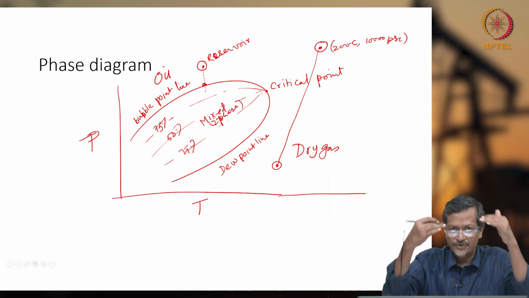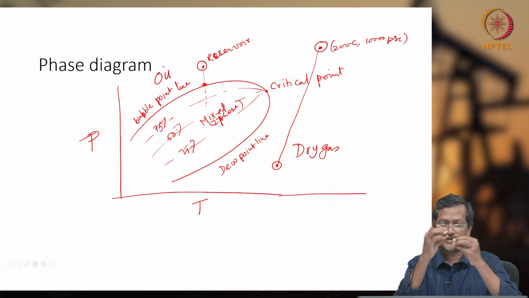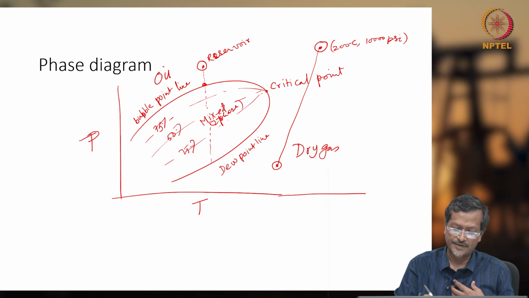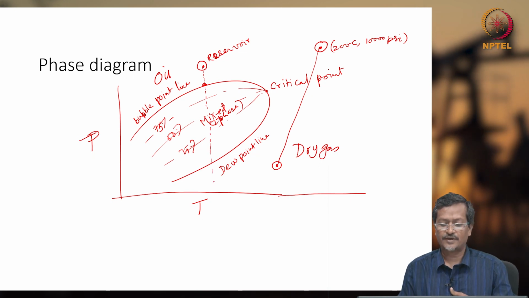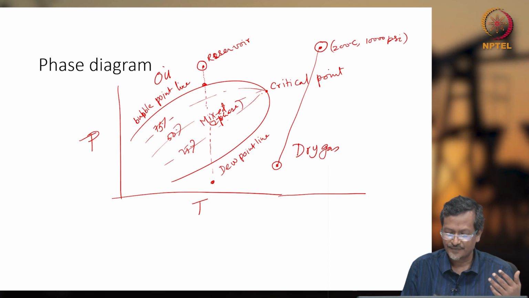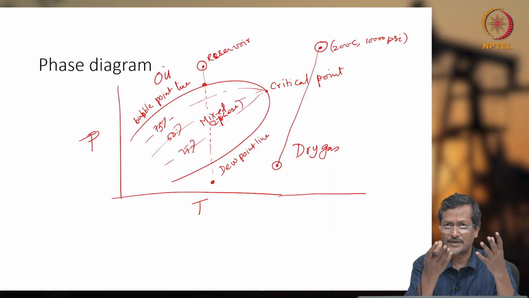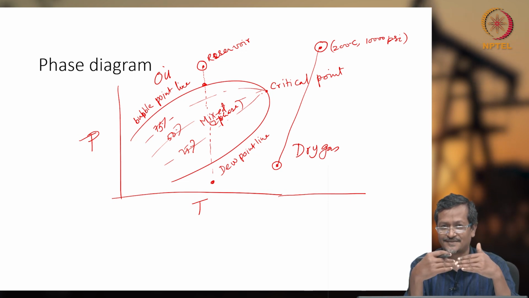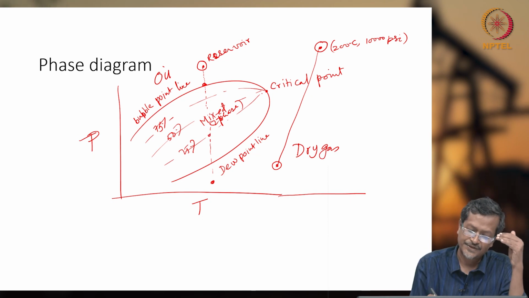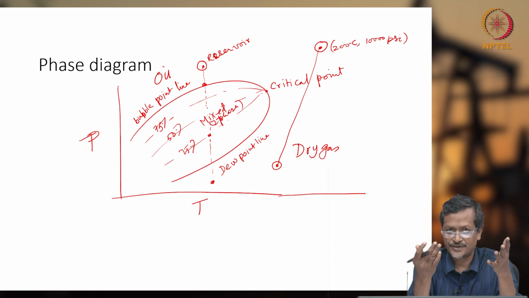Okay, if you reduce further, it will create two phases, so lots of bubbles and liquid will be there in this vessel. Then if you reduce further, it will come to dry gas. So if your surface condition or stock tank condition is here, then whatever reservoir fluid was there, which was liquid, will actually be gas. But if your surface condition is here, for example, then it may be a two phase condition.